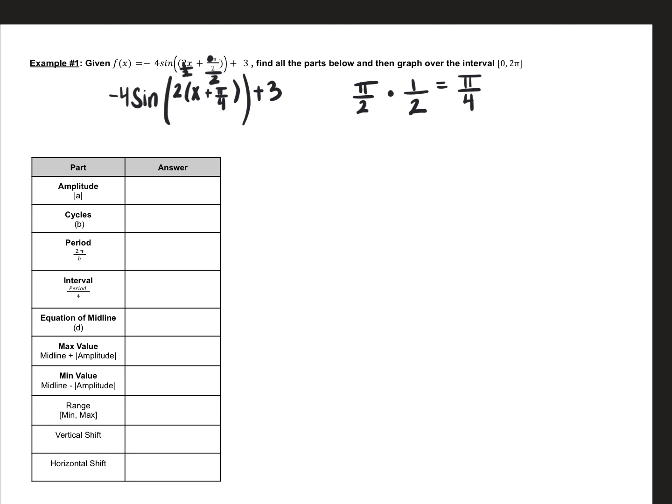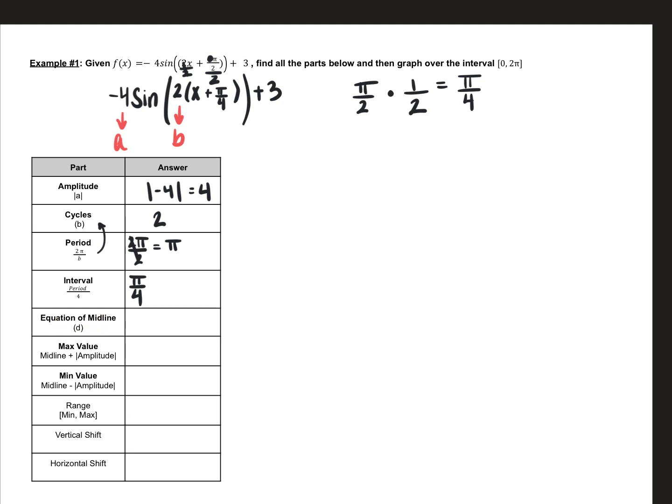So A is our amplitude, so the absolute value of negative 4 is 4. That's the number in front, right? That is our A. Our cycles here is B, so that B value is 2. Our period is defined by taking 2 pi over B, where B is our cycles. So 2 pi over 2 cancels to pi. Interval is period divided by 4. Period is pi, so pi over 4.